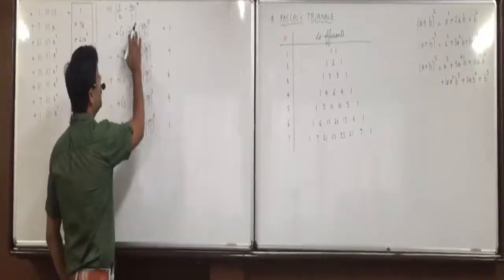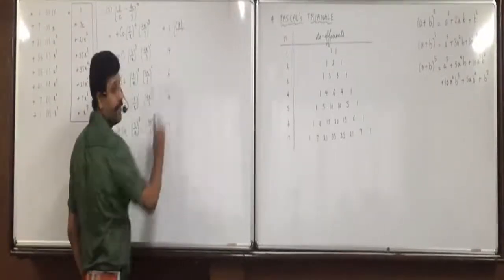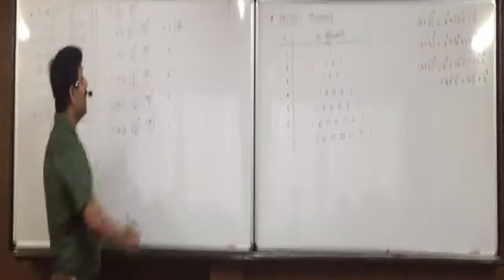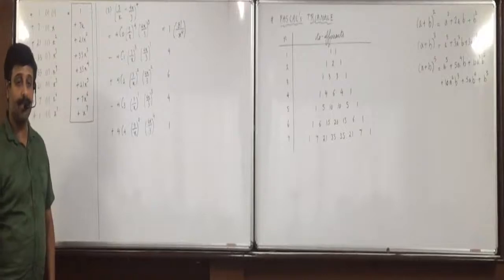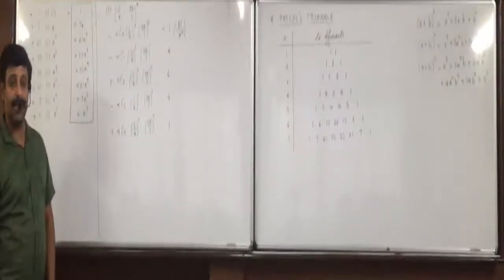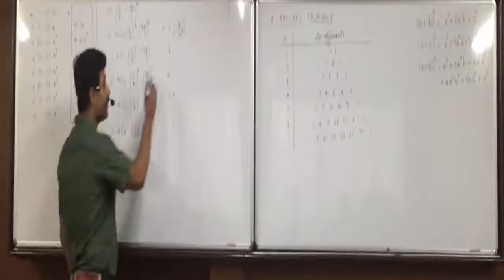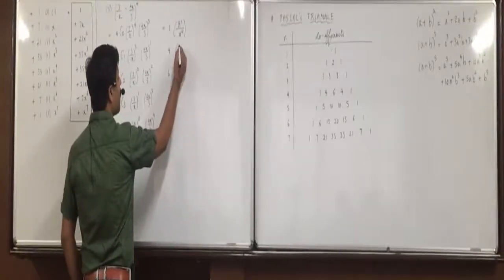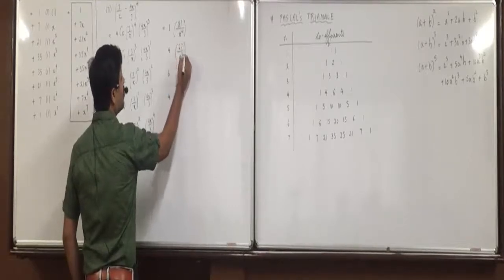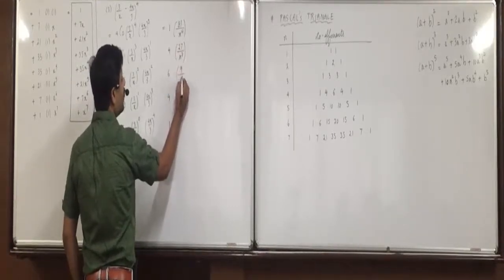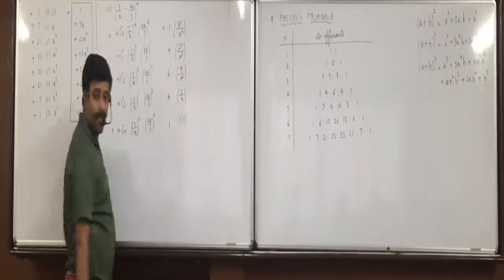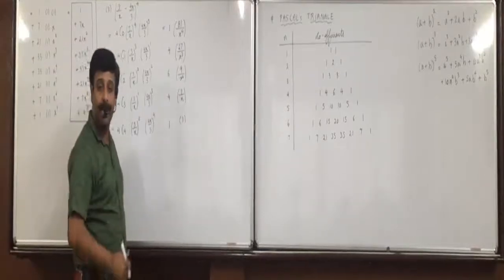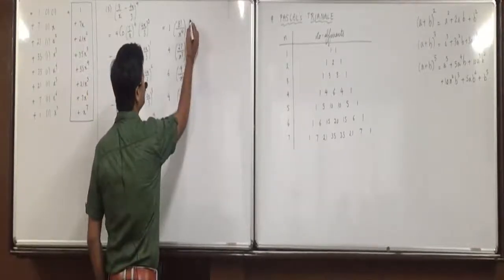So, what is 3 raised to 4? 81. Got it, everyone? And x raised to 4 is x raised to 4. Any confusions? All are clear with this? Shreyas, next. 27 upon x cube, then 9 upon x square, 3 upon x, 1. Understood this, everyone? Then Nisar, last one.